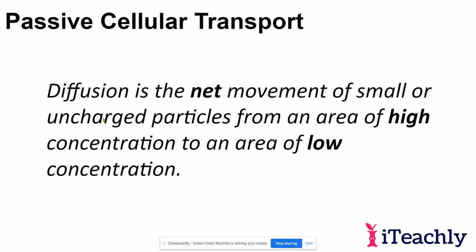Diffusion is the net movement of small or uncharged particles from an area of high concentration to an area of low concentration. Small uncharged particles are what diffuse across the cell membrane, because they have to go through the lipid layer, which is nonpolar. So they're uncharged.